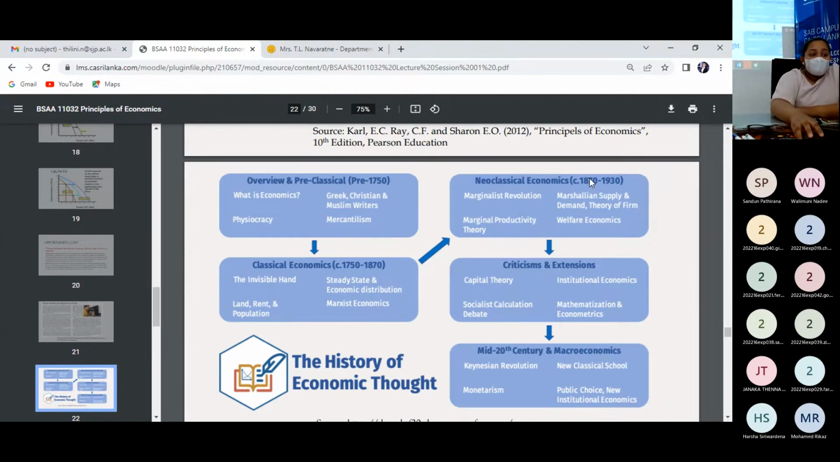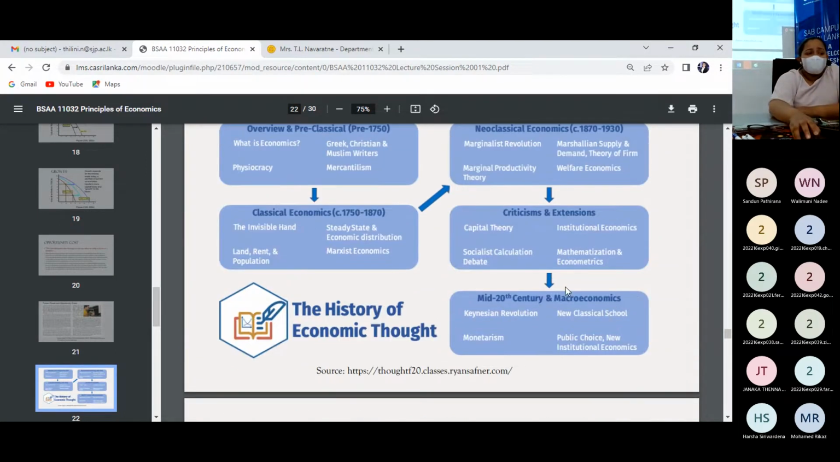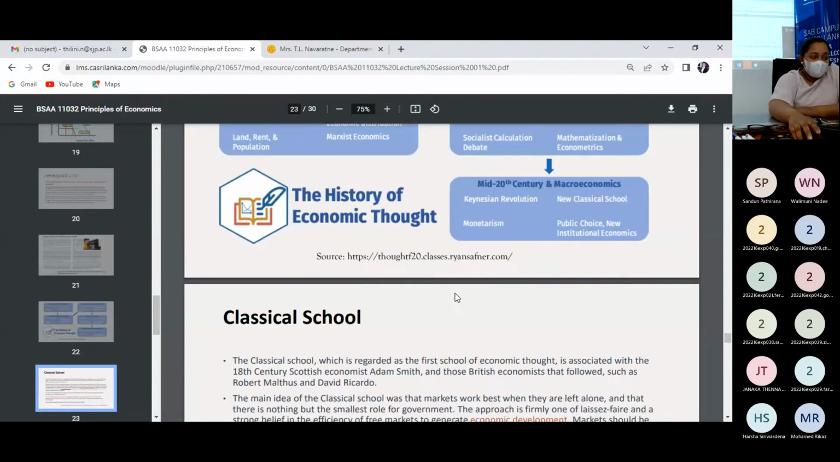After that, there was a period of neoclassical economics, 1870 to 1930. And then there were many criticisms of these. Then in the mid 20th century, we had Keynesian, neoclassical, things like that. These are some of the thoughts. Read through, this is for your reading. This case study, read through.